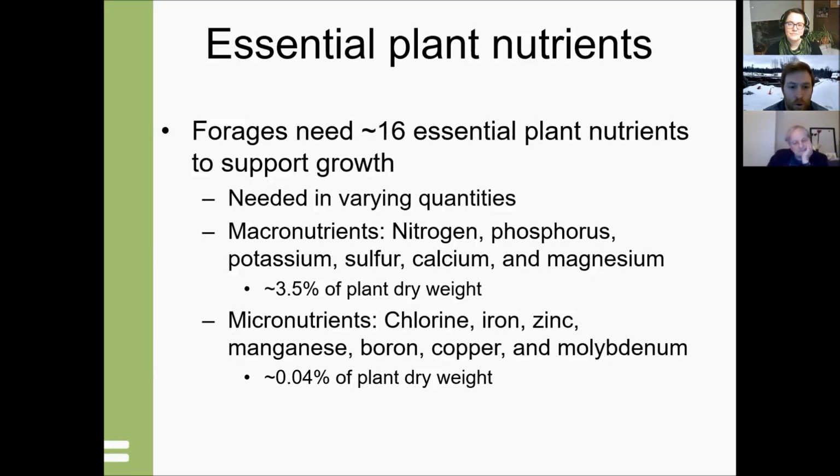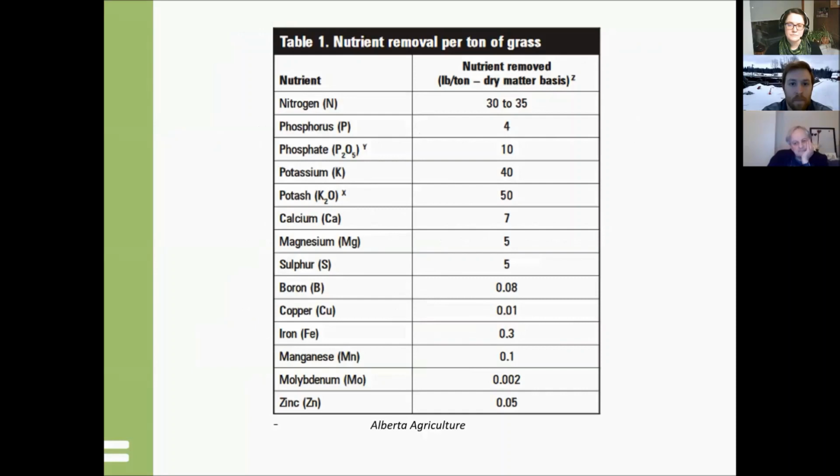I'm sure you've heard of micro and macronutrients. The macronutrients are nitrogen, phosphorus, potassium, sulfur, calcium, magnesium. Together, those will end up accounting for around 3.5% of your plant just by dry weight. And then micronutrients, chlorine, iron, zinc, etc., those don't really account for a whole lot of the dry weight of your plants, much less than 1%, less than 0.1%, actually.